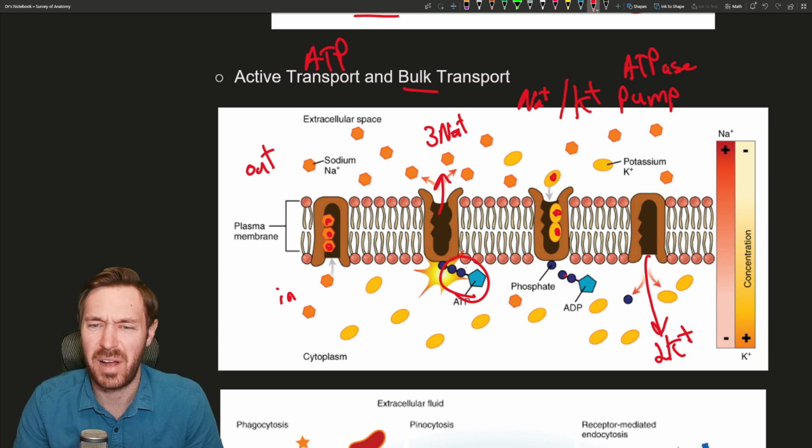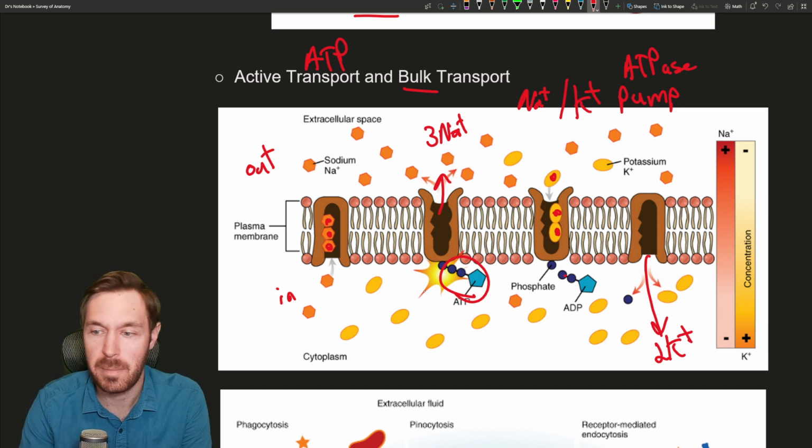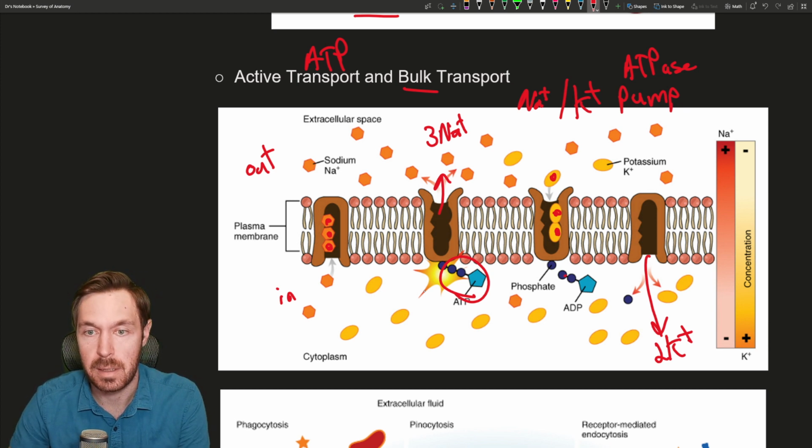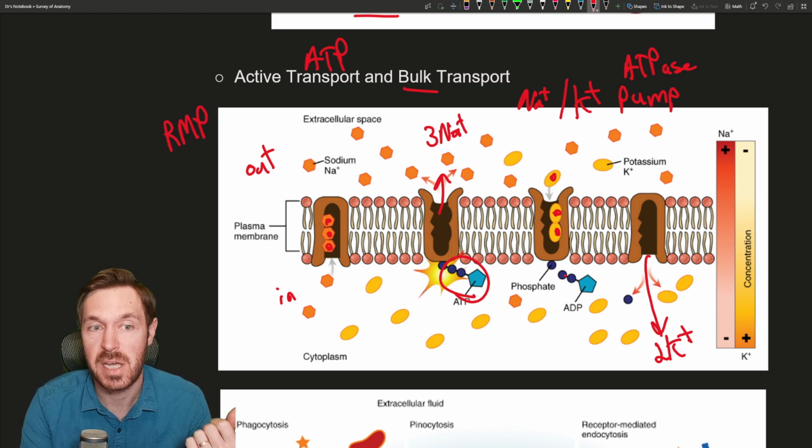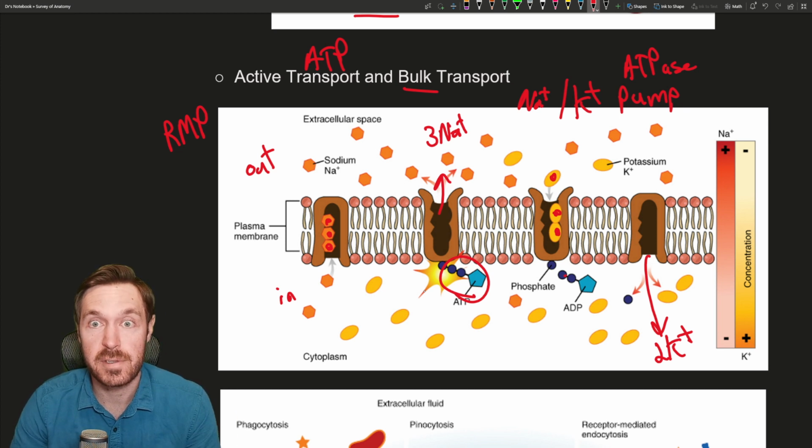So you might be like, why are we doing this? Why are we pumping 3 sodium ions out and 2 potassium ions in? This is very essential for a lot of processes in our body. Your nervous system does this to make something called resting membrane potential. And it uses that electrical difference, and charge and concentration difference for your nervous system to work.